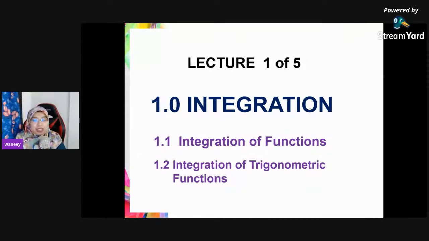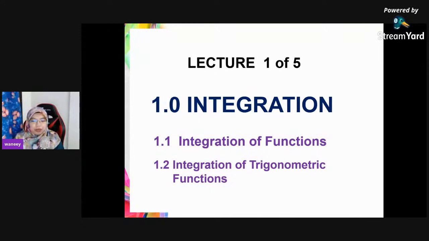Alright, so today this is a new topic for the second semester. Well done everyone. You guys have survived the first semester. So it's time for the second semester. So for the second semester, we have 10 chapters. As usual, 10 chapters. So this is the first chapter, which is integration.